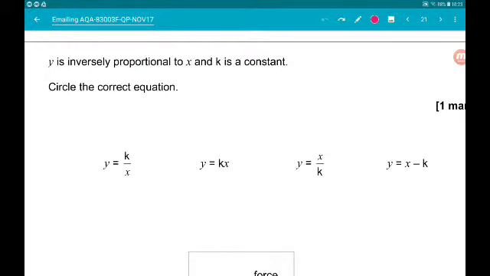Okay, 24. Y is inversely proportional to x, and k is a constant. Circle is the correct equation. Okay, bit weird to see this on foundation. So, if two things are directly proportional, it means as one gets bigger, the other gets bigger. If two things are inversely proportional, then it means as one gets bigger, the other gets smaller. So, when does this happen?